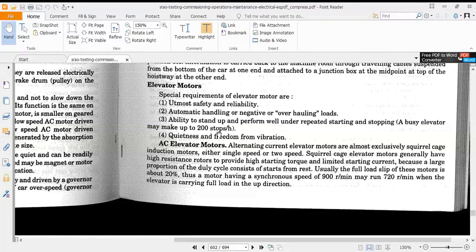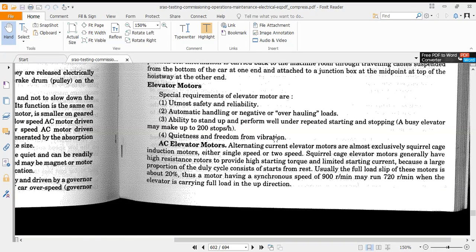Then the ability to stand up and perform well under repeated starting and stopping, because imagine an elevator in a commercial complex, so many people keep coming, keep utilizing it. So it should operate properly. Repeated starting and stopping, it has to withstand. Generally, a busy elevator may make up to 200 stops per hour. So 200 operations per hour, it has to withstand. So this is the typical characteristic of an elevator.